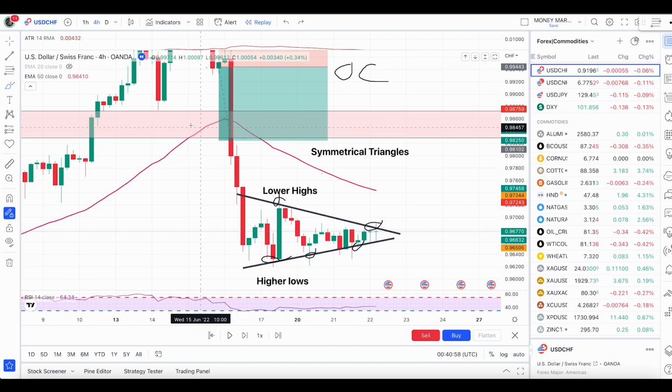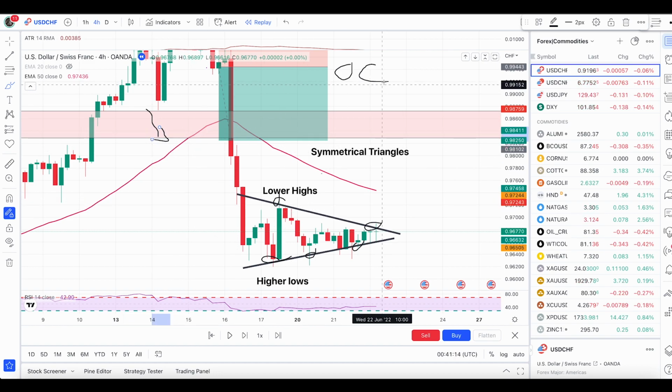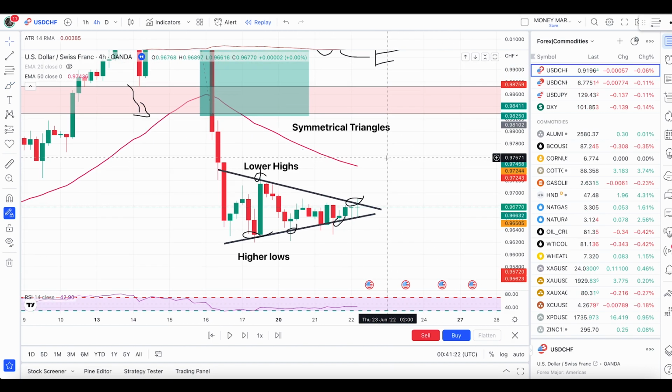And another rule, price must be trading below 50 EMA. It is a very important rule if you are taking a bearish trade. Now price is below 50 EMA. All the rules are met. In that case, what do we do? We take our entry with an entry candle once we have that.